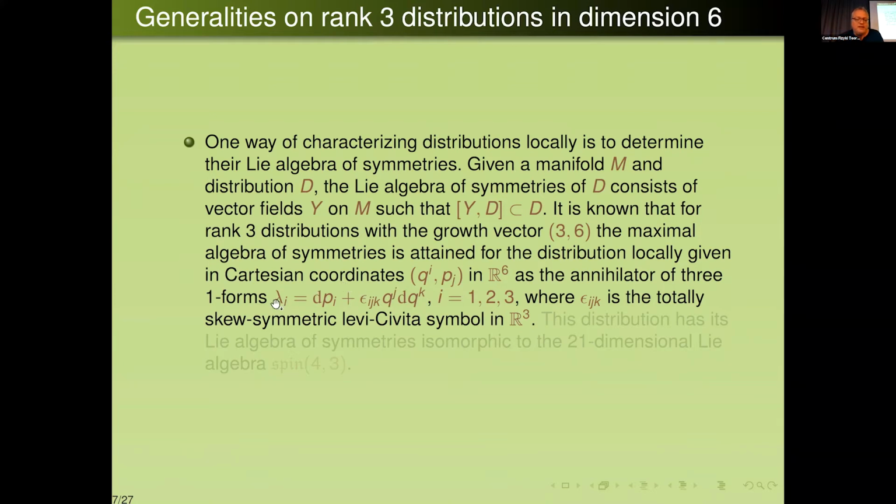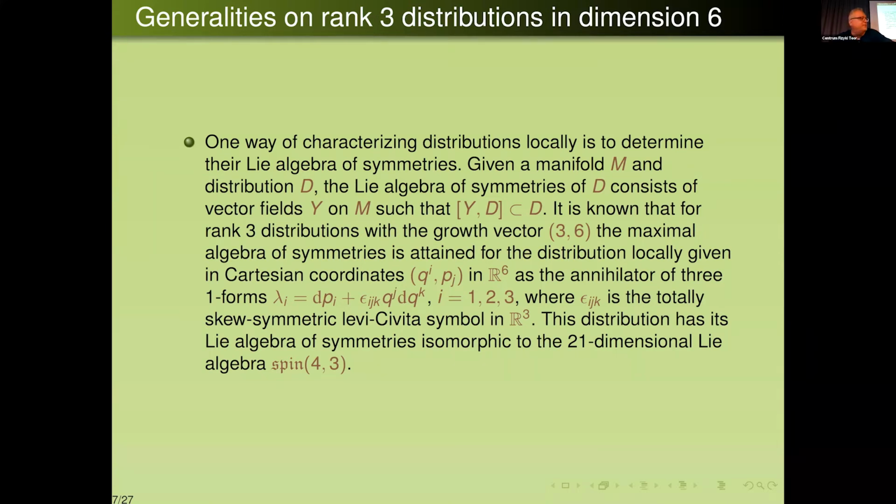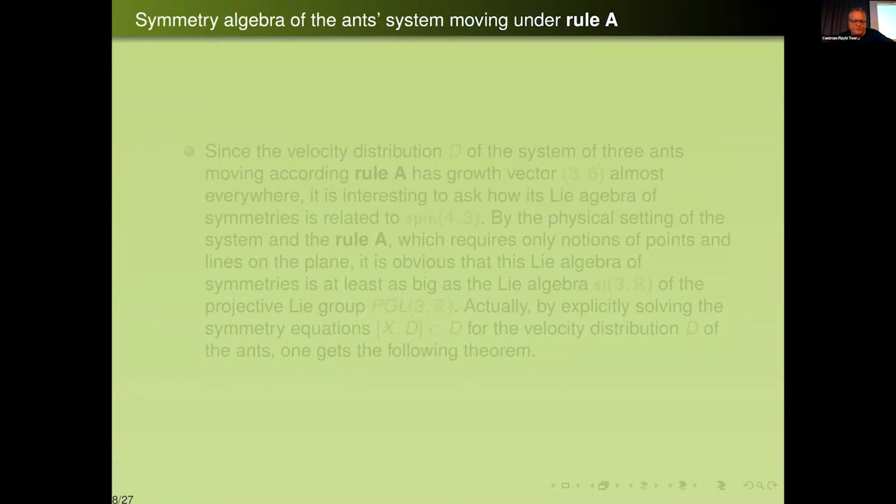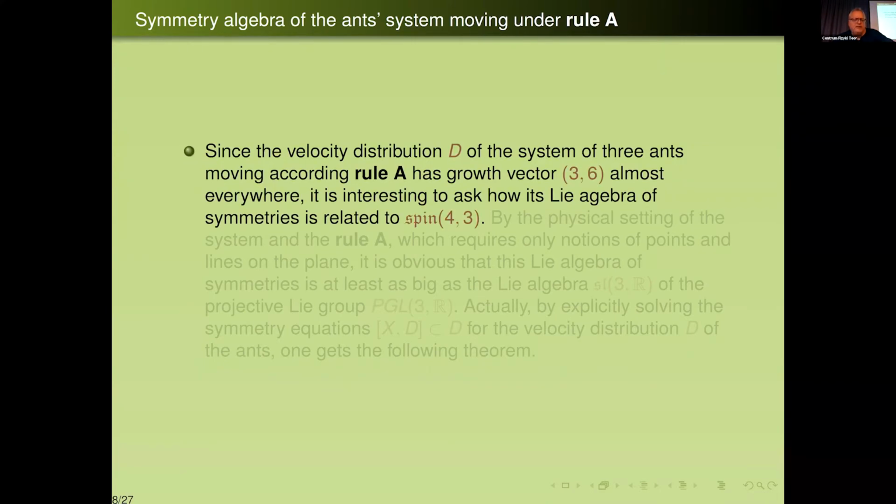And this can be defined as the annihilator of this form in R^3. And such a distribution, so it is a (2,3,6) distribution with maximal symmetry, and this maximal symmetry Lie algebra is isomorphic to the Lie algebra spin(3,4) or spin(4,3). Okay, so that's how much we know about (2,3,6) distributions. So the first question immediately to be asked: how to characterize this (2,3,6) distribution of ANS, and how does this relate to the most symmetric distribution, at least locally.